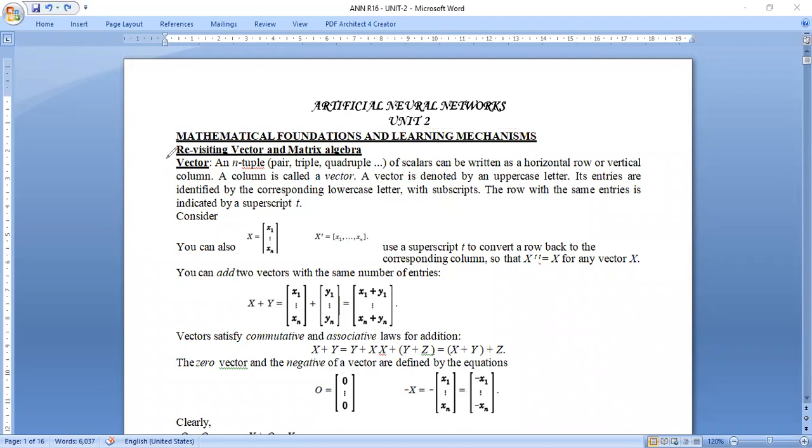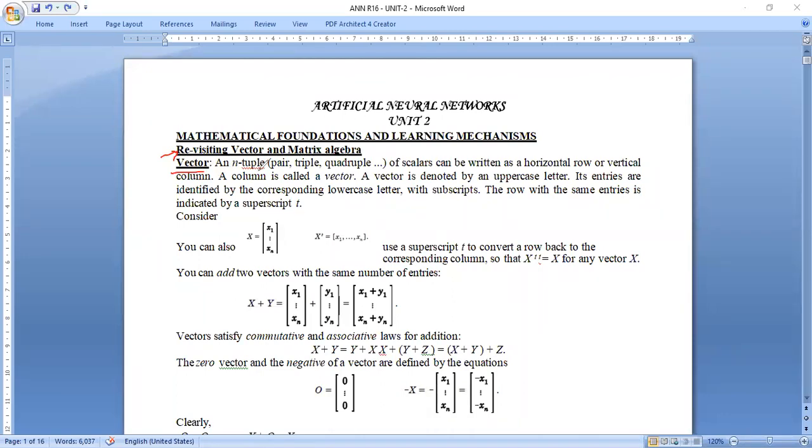The first concept of the second unit is revisiting vector and matrix algebra. Okay, just don't take the revisiting. Here we are going to know about vector and matrix algebra. Clear? The first topic is revisiting vector and matrix algebra. So first of all, we will see what a vector is here.